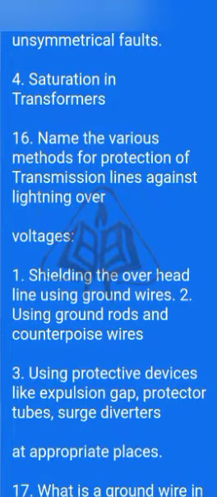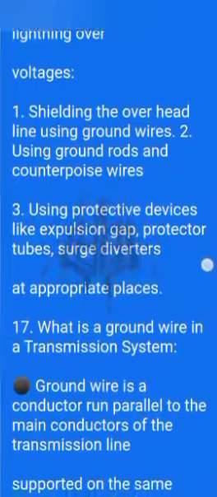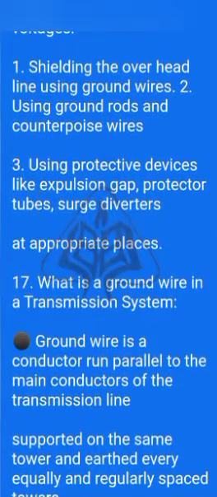16. Name the various methods for protection of transmission lines against lightning overvoltages. 1. Shielding the overhead line using ground wires. 2. Using ground rods and counterpoise wires. 3. Using protective devices like expulsion gaps, protector tubes, and surge diverters at appropriate places.